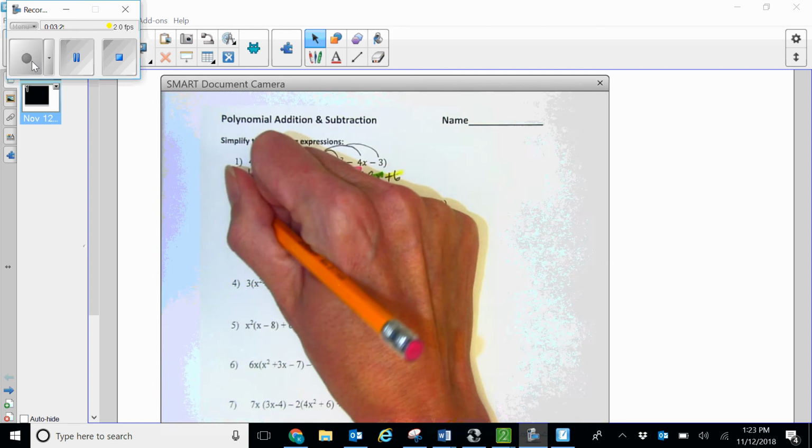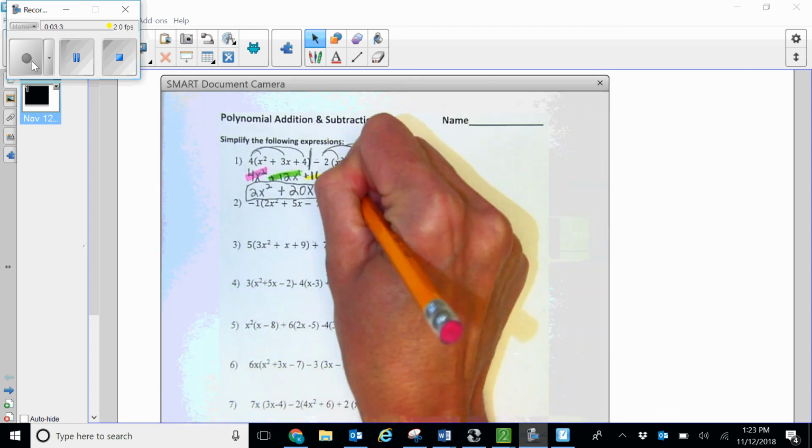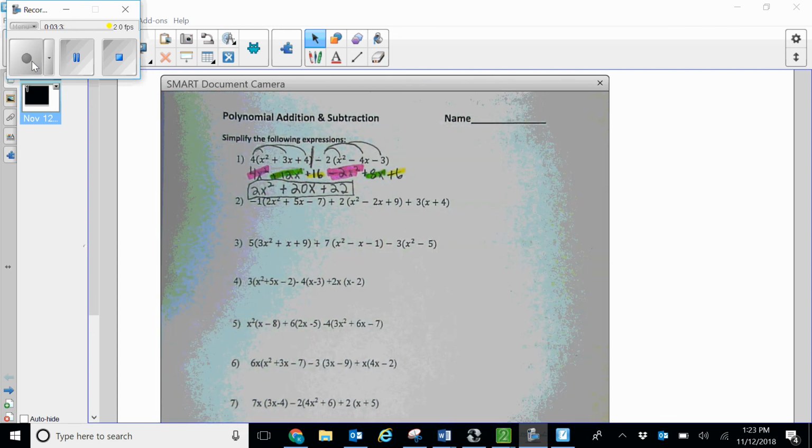The rest cannot be combined because they are not like terms, so I circle or box in my answer, and that is my answer.